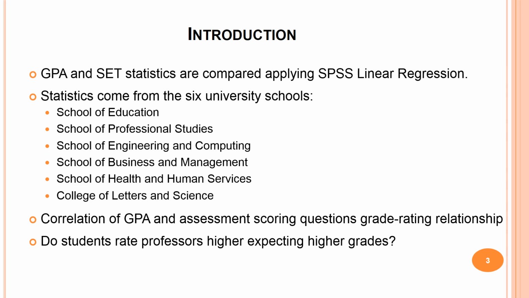This study compares average grade point averages, GPA, with student evaluations of teaching, SET, from statistics provided through end-of-course surveys distributed by the university's Office of Institutional Research. These statistics are correlated using the SPSS linear regression method. Statistics from 6 university schools are examined, including the School of Education, School of Professional Studies, School of Engineering and Computing, School of Business and Management, the School of Health and Human Services, and the College of Letters and Science.